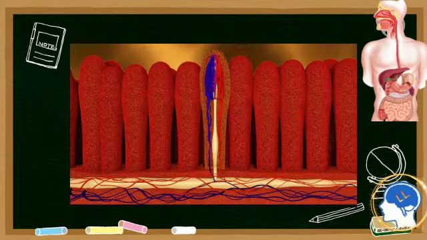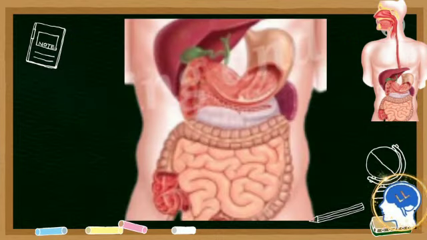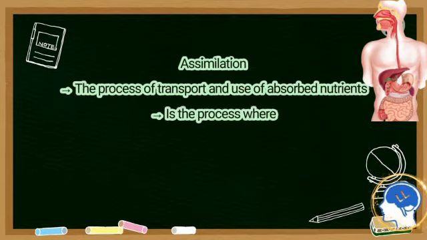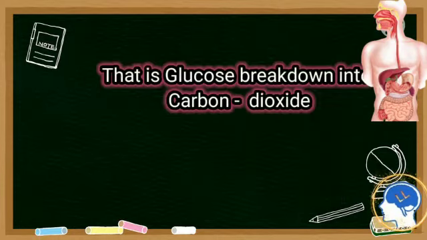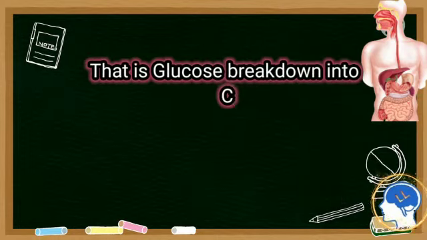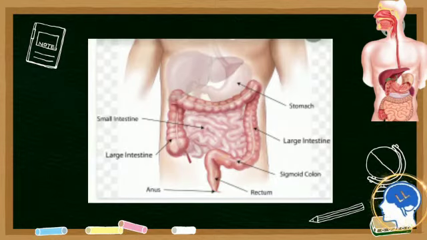Absorbed food substances are transported to different parts of the organs via blood vessels. Then these are used to build the protein required by the body. This is called assimilation. That is, glucose breaks down into carbon dioxide and water. Energy is released. The undigested food enters the large intestine.